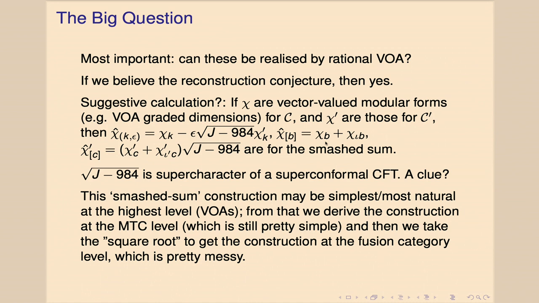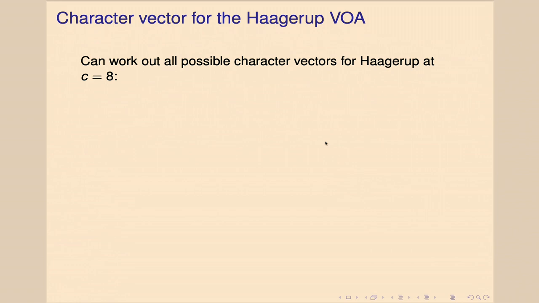So let's address the question of whether there is a possible VOA associated to the double of the Haagerup group. What I've done in the past decade or so is come up with fairly effective ways to come up with character vectors, so vector-valued modular forms, that transform under the modular data. And so you can apply this to the Haagerup group, and you pretty quickly get the answer.